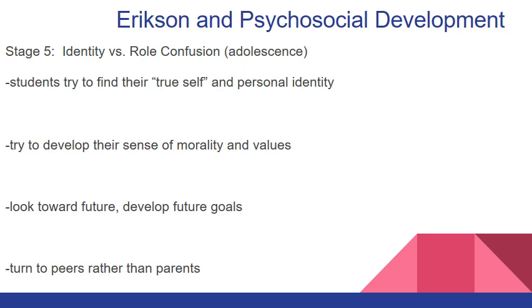So they start to think about what is correct, what is right, and what should be, how the ideal world should look like. They also start to look toward the future and they start to develop their future goals, such as career goals and academic goals after high school. They begin to turn to peers rather than their parents. Their peers play a pivotal role during this time period.